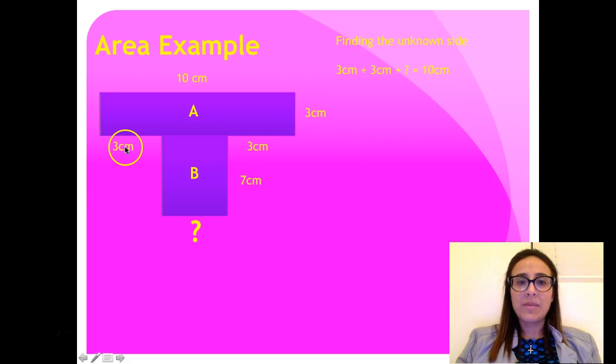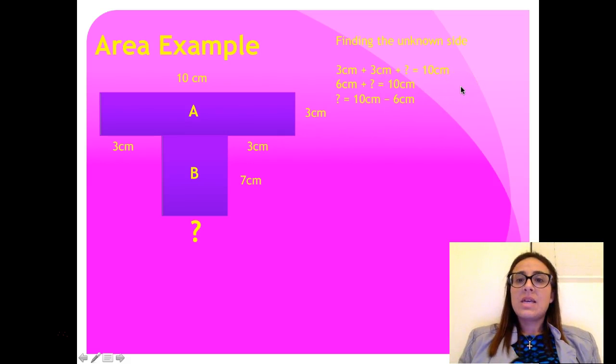So 3 centimetres plus our question mark plus 3 centimetres has to equal 10 centimetres because opposite sides of a rectangle are equal. We've got the 10 centimetres from here, 3 centimetres and 3 centimetres come from here and the question mark comes from here. This length is exactly the same as this length here. So 3 centimetres plus 3 centimetres equals 6 centimetres plus question mark, which equals 10 centimetres. 6 plus what number equals 10 centimetres?